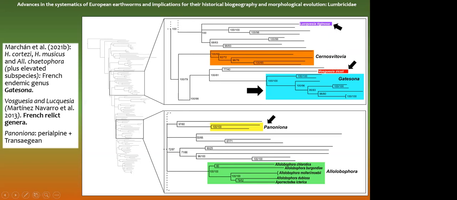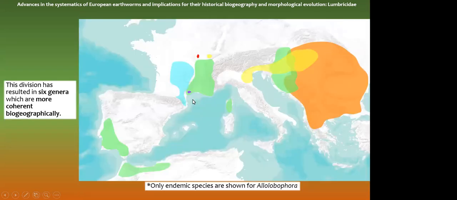They are only in France and restricted to very small areas. Plus, we found that Pannoniana is also not related to Allolobophora. It contains perialpine and Transaegean species. So this division has resulted in 6 different genera which have a more coherent biogeography.